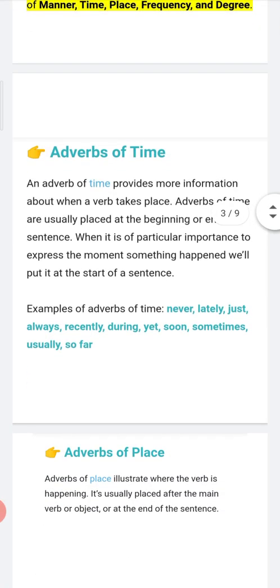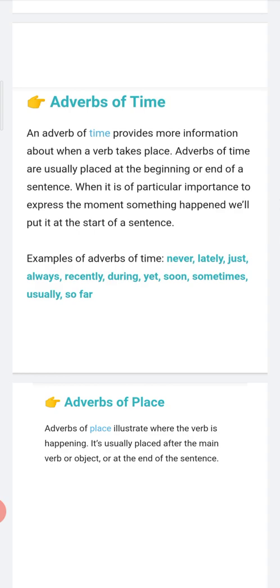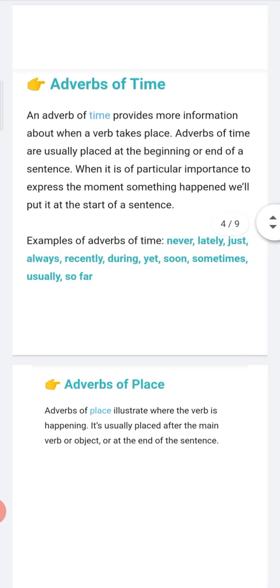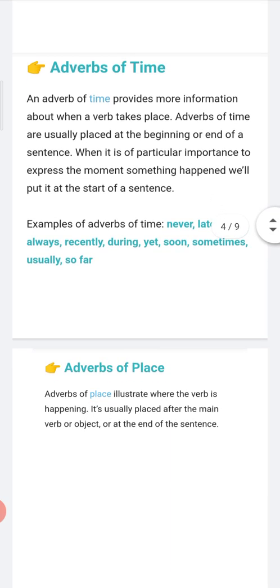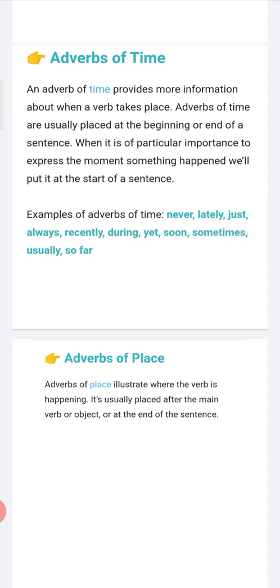Let's begin with adverb of time. An adverb of time provides more information about when a verb takes place. Adverbs of time are usually placed at the beginning or end of a sentence. So most of the time you can make out that it is an adverb of time, because these adverbs are placed at the beginning or at the end. But it is not all the time, which is why it is written 'usually'. When it is of particular importance to express the moment something happened, we put it at the start of a sentence.